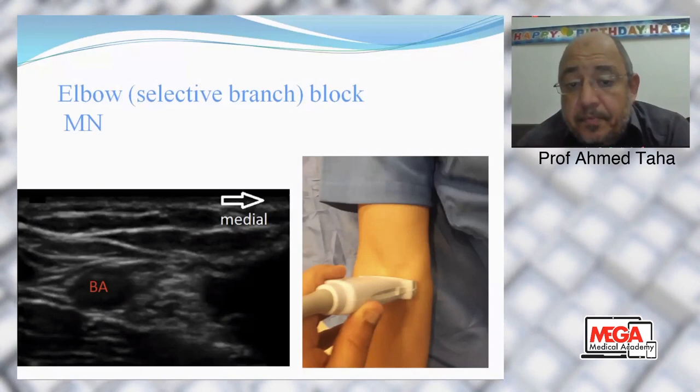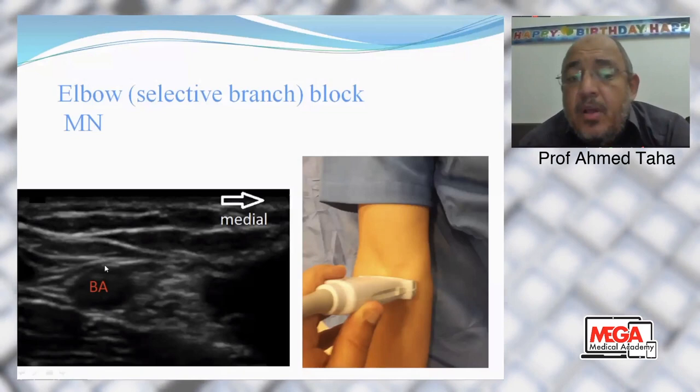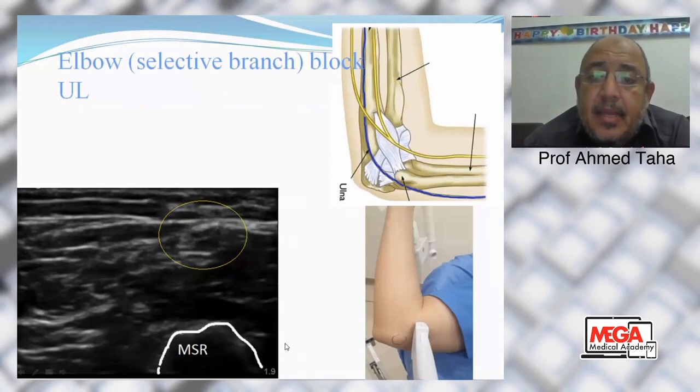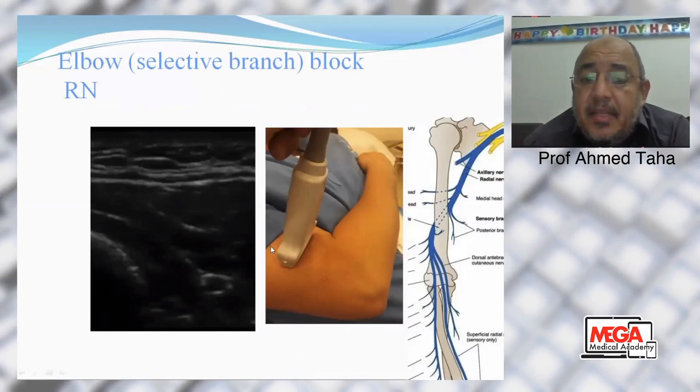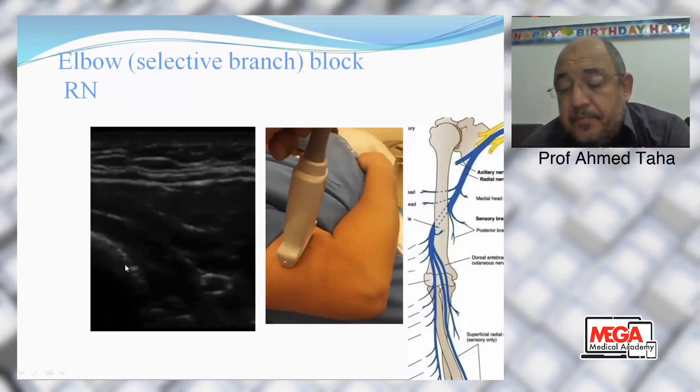In this image you can see the technique of median nerve block at the elbow, where the nerve lies medial to the brachial artery. And here is the ulnar nerve block, where the nerve lies superficial to the medial supracondylar ridge. And then the radial nerve, which lies anterior and superficial, in front of the humerus.